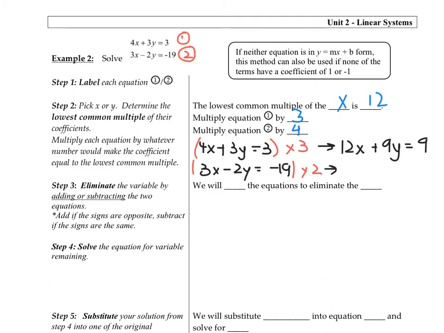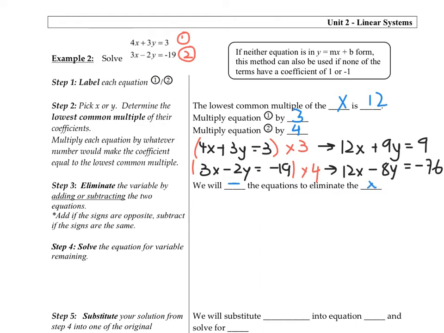3x times 4 is 12x. Negative 2y times 4 is negative 8y. And negative 19 times 4 is negative 76. Okay, now I look at my 12x's. They're both positive. To eliminate them, I'm going to have to subtract.